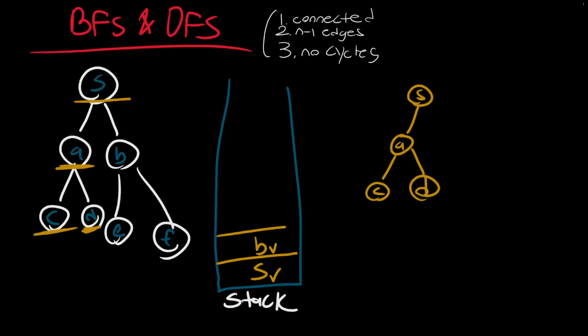All right, we're back. So we evaluate B, and B says, well, my children are F and E. So we just evaluated B, and now we're going to evaluate E. We finally evaluate E. The same thing happens. It gives nothing. We take it off.